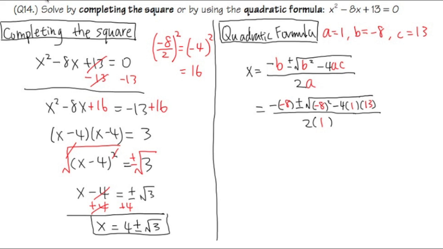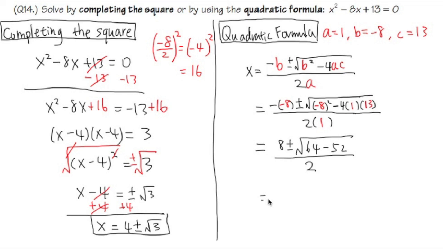And now we are going to work out the calculations. So we see that here we have negative times negative 8. That results in a positive 8. And positive 8 plus minus, I will open my square root. Inside I do have negative 8 squared. That means negative 8 times negative 8. I have 64. And here I have 4 times 1, which is 4. 4 times 13 is 52. And it's minus 52. Everything on the top, all over 2 times 1. And that will give you 2.